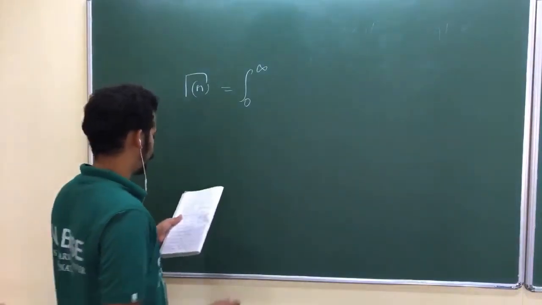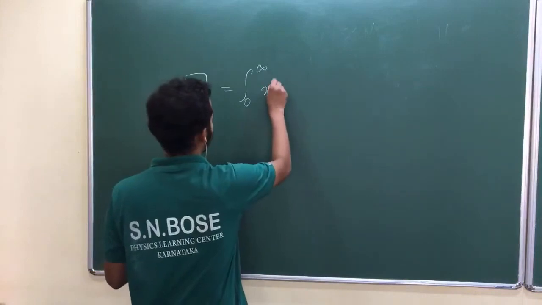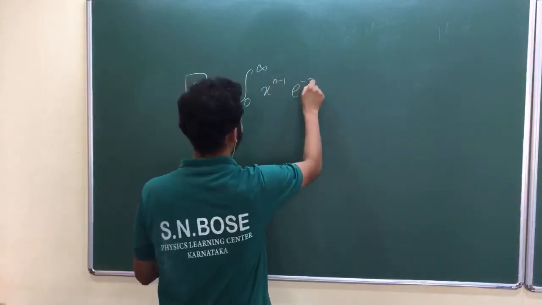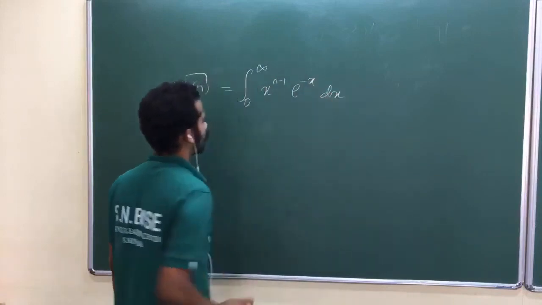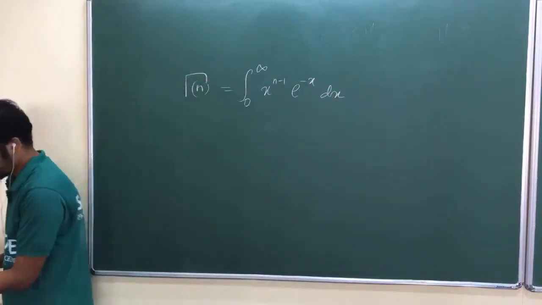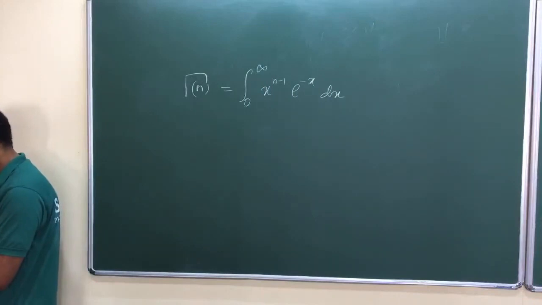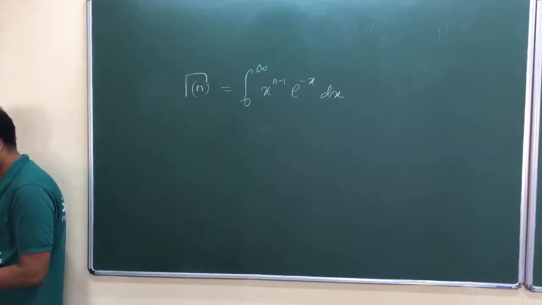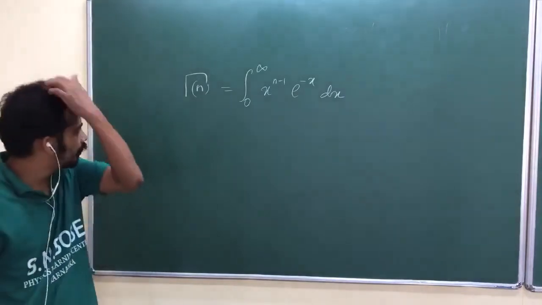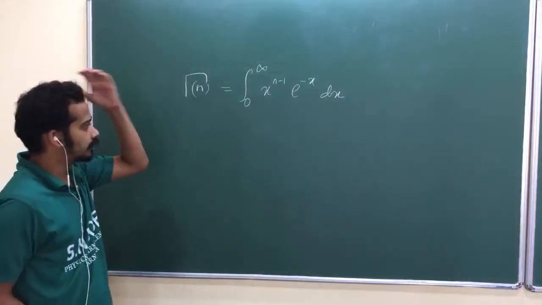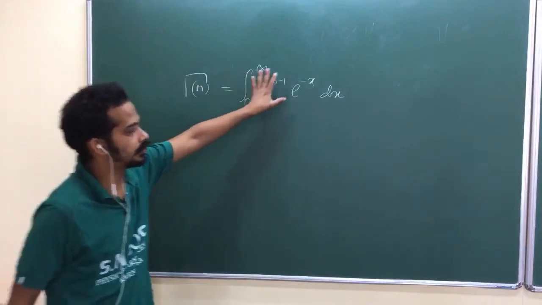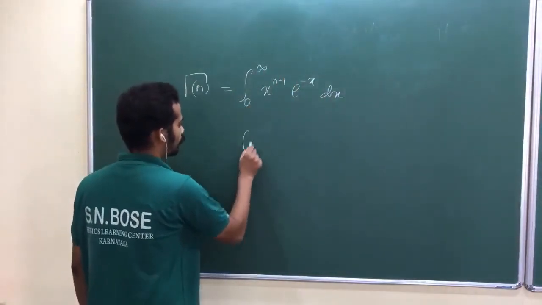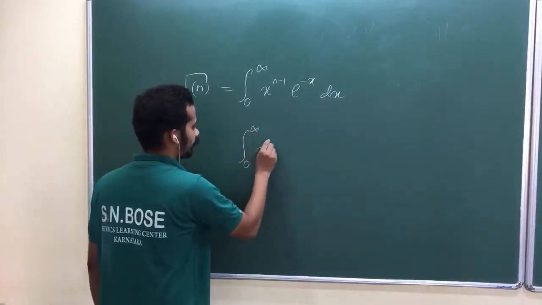So the integral from 0 to infinity of x power n minus 1 times e power minus x dx is defined as gamma of n. But we are interested in the most general form, not in this form. I need this one: 0 to infinity, x power n.